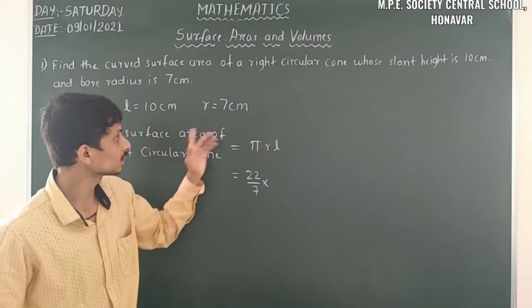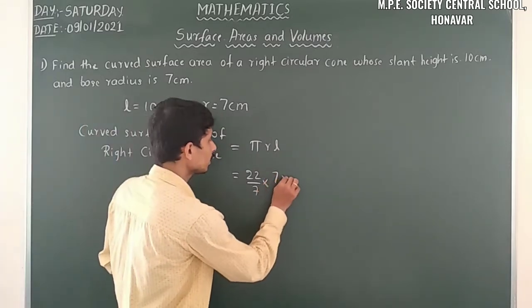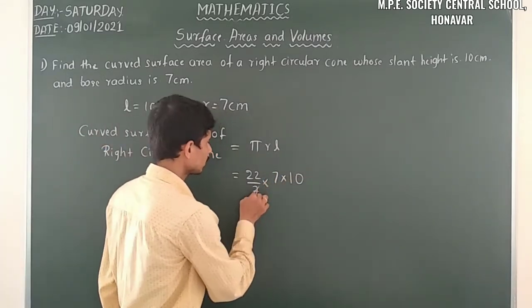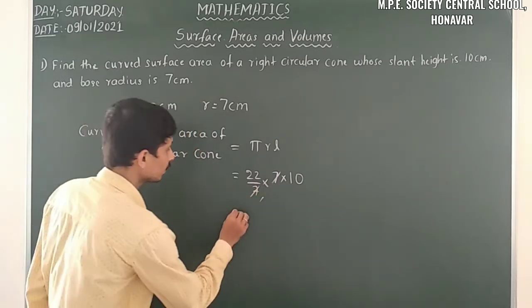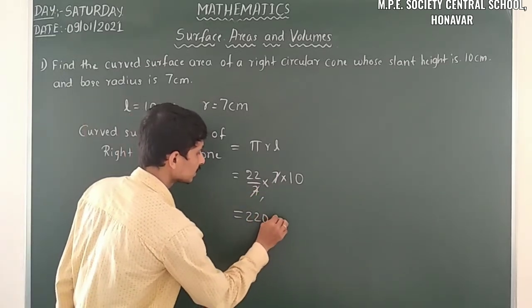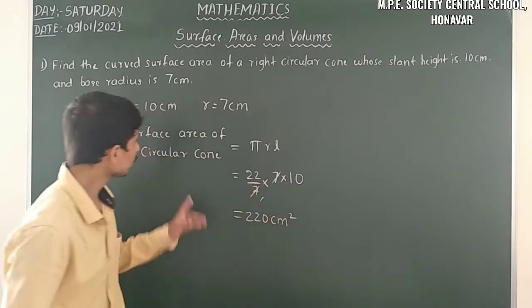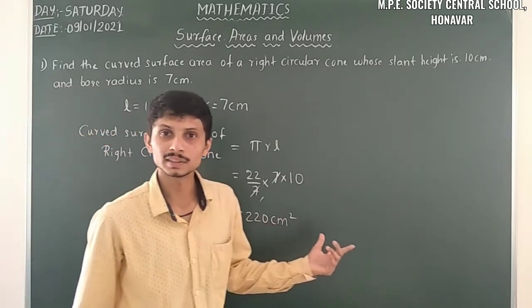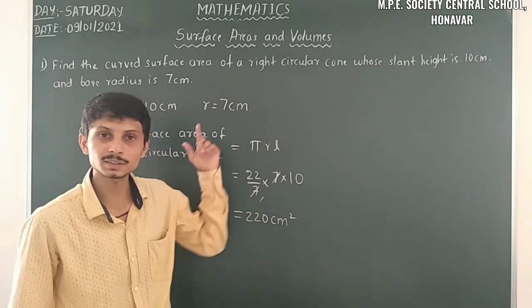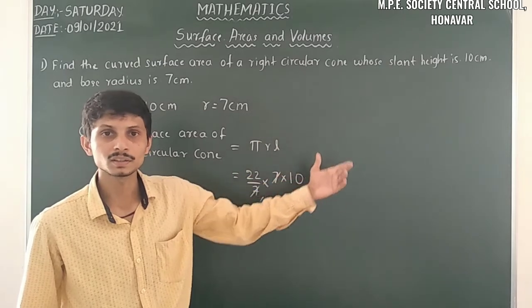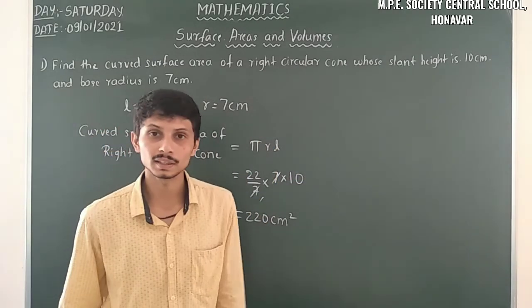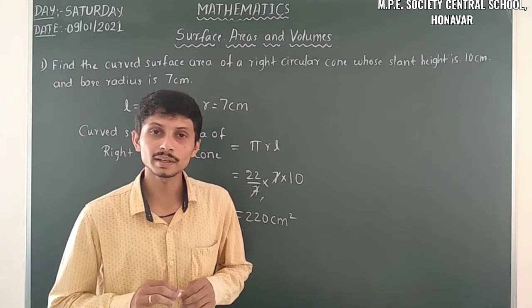So just insert the values: r is 7 centimeter and L is 10 centimeter. That is 7 into 1, the 7s cancel, and we have 220 centimeter square. So the curved surface area of this right circular cone is equal to 220 centimeter square. This is the easiest problem, as we directly have the slant height and the base radius. Let us move on to the next problem.